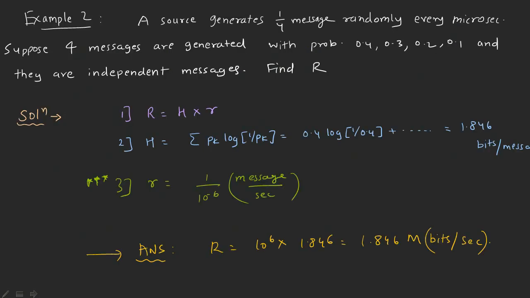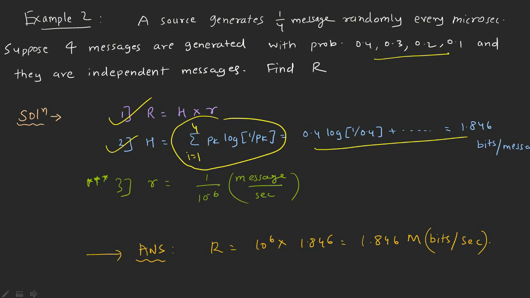So this was homework for you, and let me cover the last variation of this topic, information rate. So let's see. A source generates 1 by 4 message randomly every microsecond. Suppose 4 messages are generated with the probabilities as given, and they are independent messages. Find the R, that is information rate. Information rate is H cross r, and entropy you can find because probabilities are given. So again we have 4 messages, so i is equal to 1 to 4. You have to use this formula, put in the values, and the answer would be 1.84 bits per message.